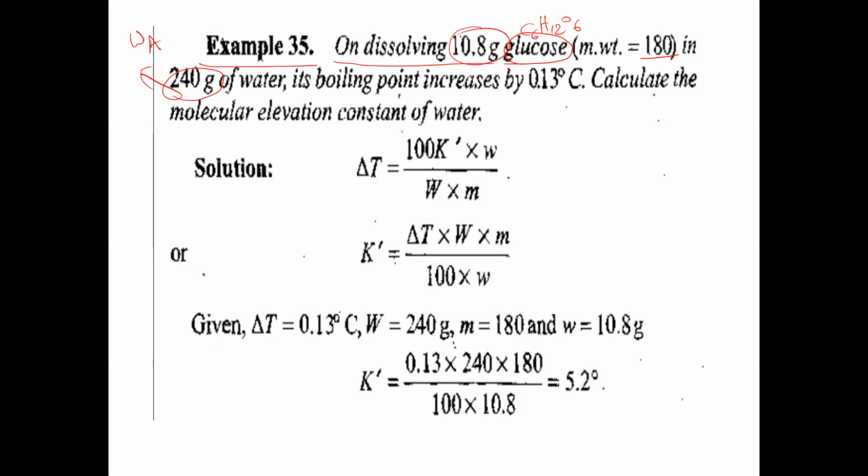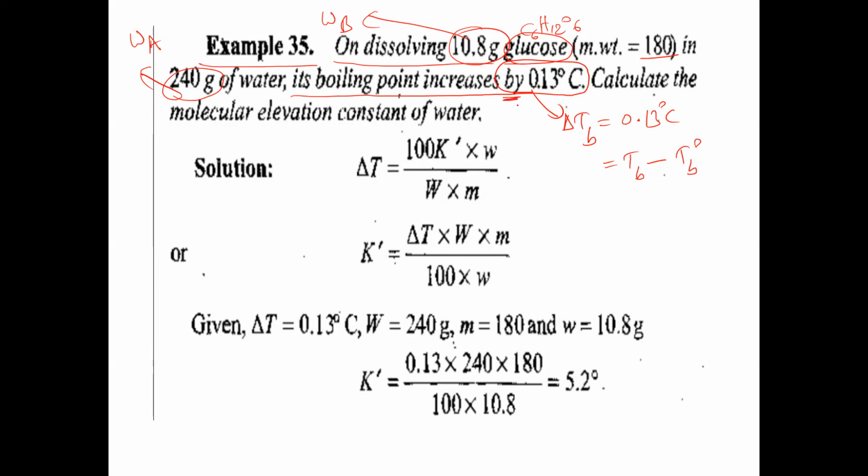And 10.8 grams is what here? Weight of solute. Weight of solute is given, weight of solvent is given: 240 grams of water. Its boiling point increases by 0.13 Celsius. Here, 0.13 Celsius means delta TB is given. Delta TB is equal to TB of solution minus TB naught of pure solvent, which is 0.13 degrees Celsius.